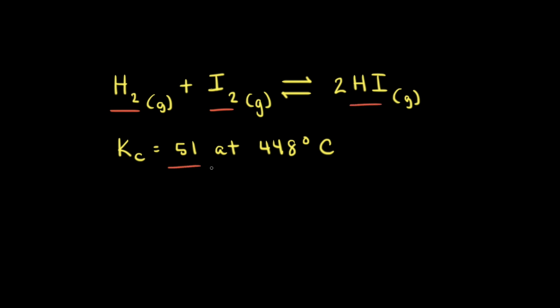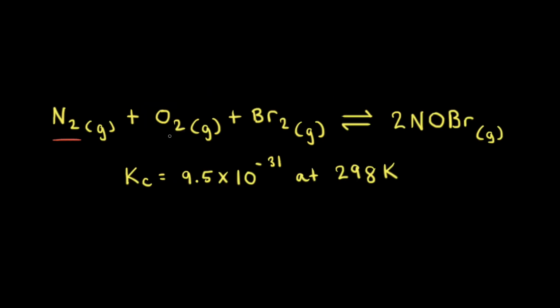For the reaction of hydrogen gas and iodine gas to form hydrogen iodide, the equilibrium constant Kc is equal to 51 at 448 degrees Celsius. Since the equilibrium constant is relatively close to 1, this means at equilibrium we have appreciable amounts of both our reactants and our products.